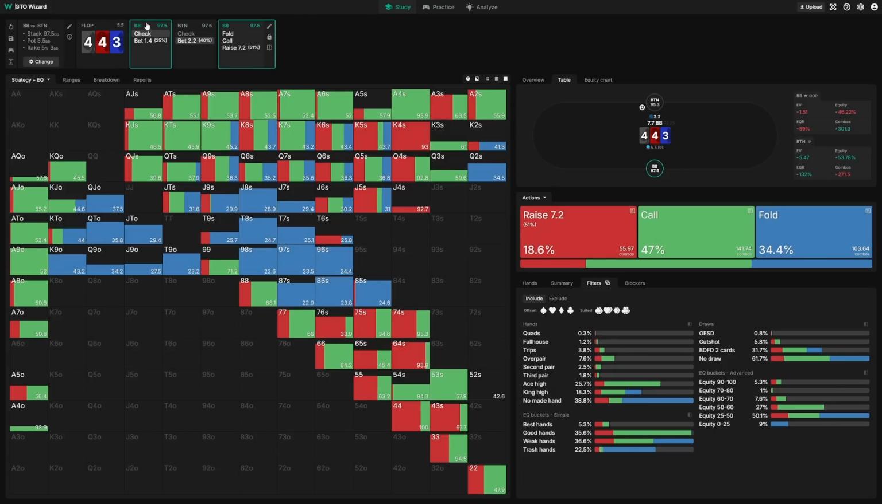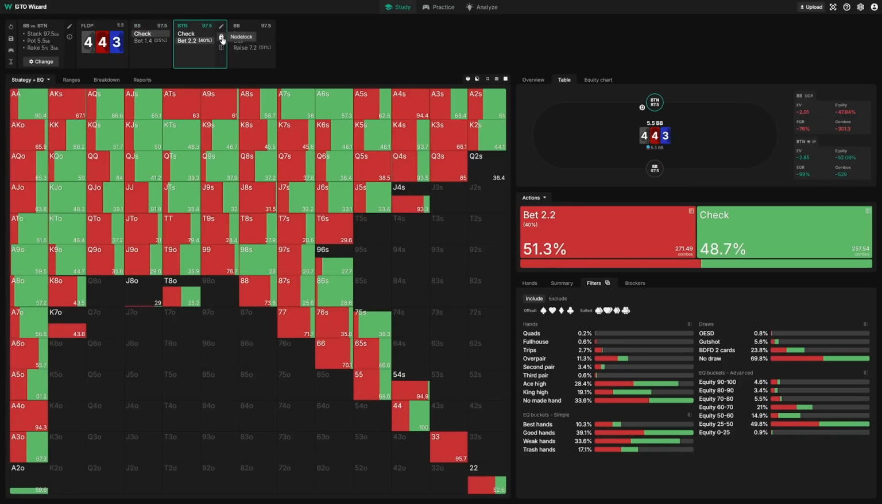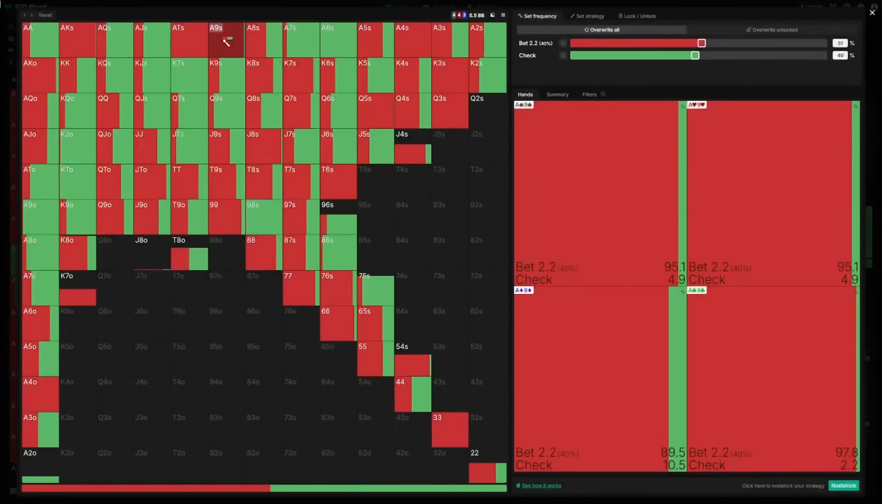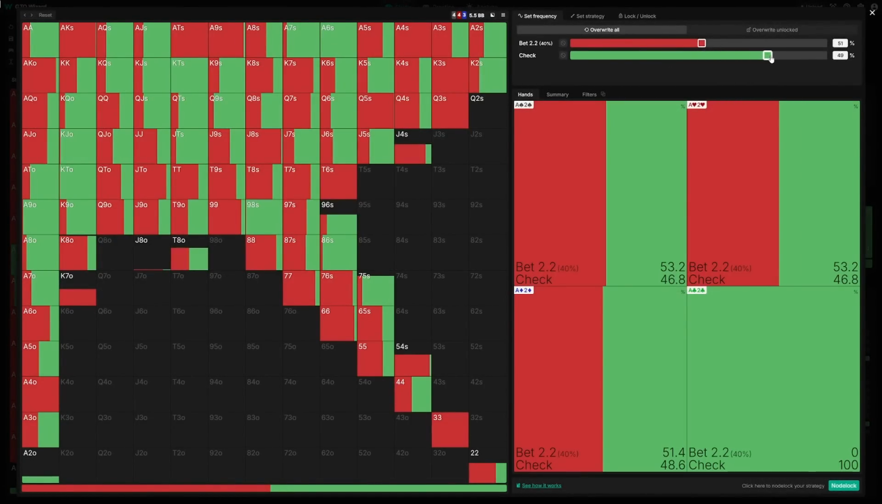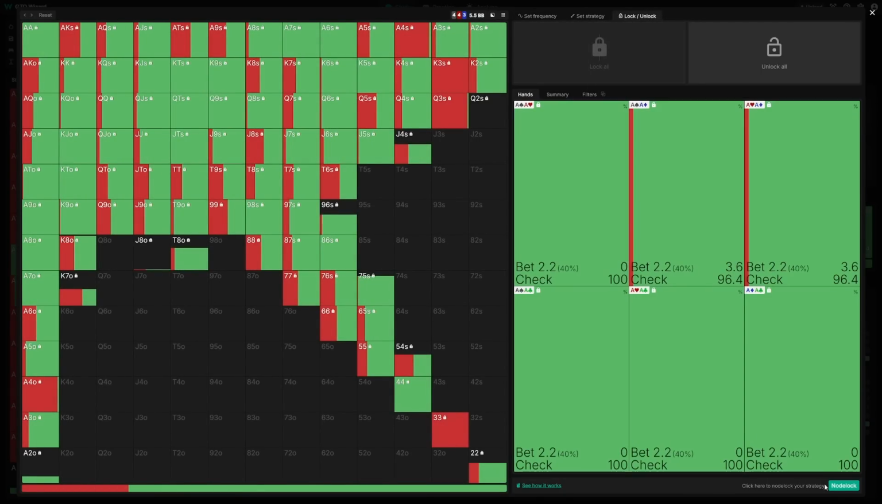But what if our assumptions are wrong? What if button is kind of passive? So let's change our beliefs about what button is doing here. The way I'm going to do this is through the node locking feature. I'll set their frequency such that they check back the flop quite often, and we'll lock that in place.